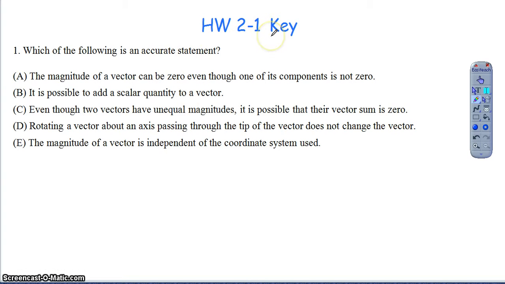Okay, so here's the first part of homework 2-1. Hopefully you get through about the first half or so. So which of the following is an accurate statement? The magnitude of a vector can be 0 even though one of the components is not 0.